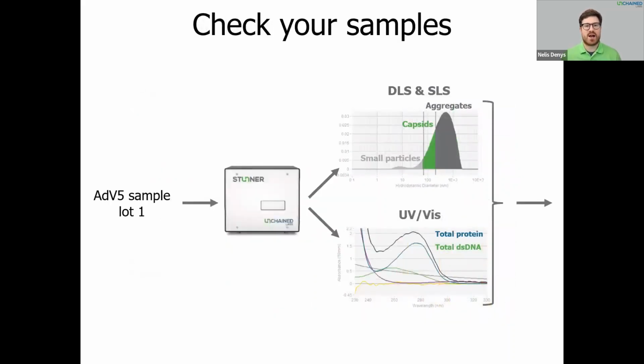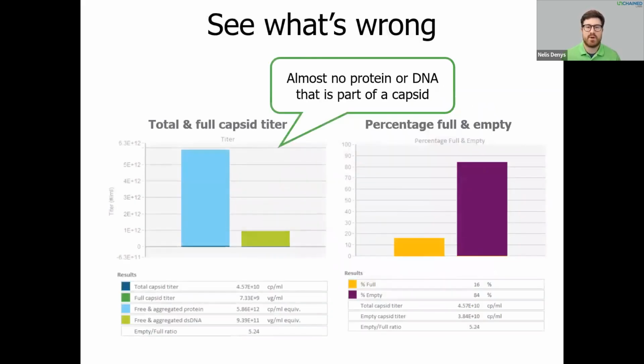Okay, so let's check out some other samples using Stunner. Here we're looking at a certain adenovirus 5 sample from a certain lot. In this case, with DLS alone, you can already see something's up with this sample. There's a lot of aggregation there that you can see with the dark gray peaks. On UV-Vis, with a normal 260, we think this is a normal result. Protein versus DNA looks a bit skewed, but let's look at all the rest that we can get from this sample. So overall, there's not much DNA versus the protein, which you can also see with a high % empty. If that's what you expected, great. If not, that's an alarm bell, of course.